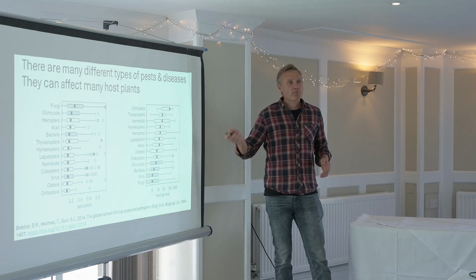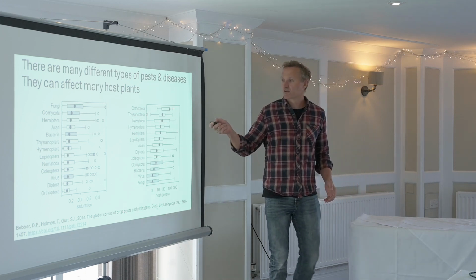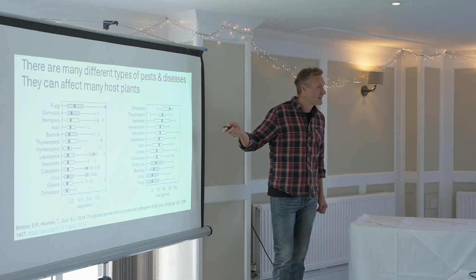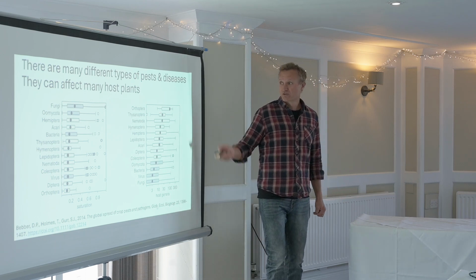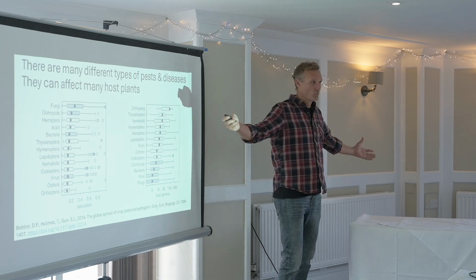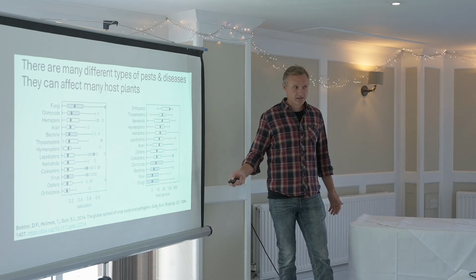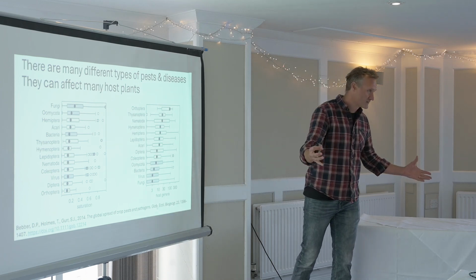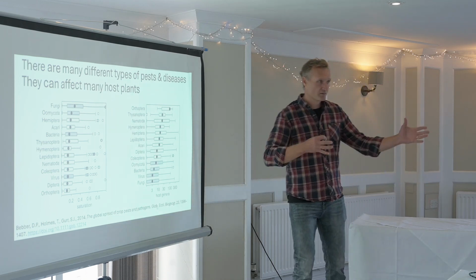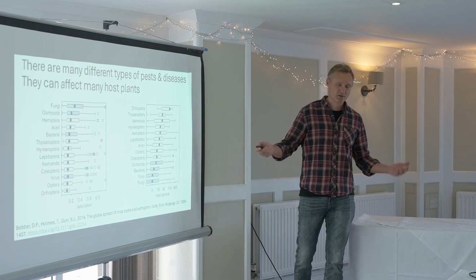They have different numbers of hosts. So some of them will attack lots and lots of different plants. So the Orthoptera and the Thysanoptera, different insect groups, and nematodes have very wide host range. Fungi, a bit more specialist, okay? So you've got lots of different types of organisms attacking lots of different types of plants. Again, this is for crops, but a similar thing for trees.